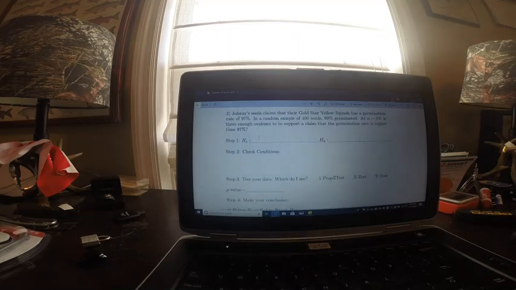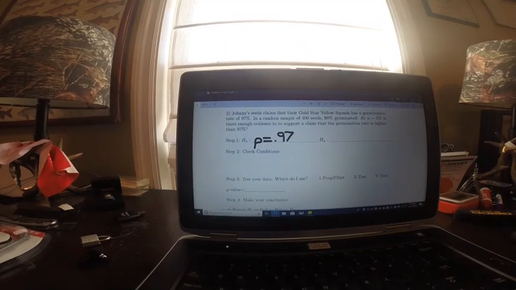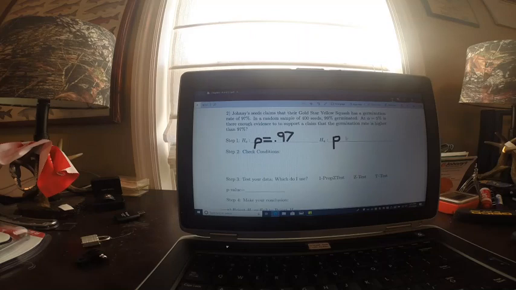We're talking about percents here. So really what we're going to have is a P. Our P here is equal to 0.97, or you could write 97%. That's fine as well. Our alternative here would be that it's greater than 97. It wouldn't be that it is 99. It'd be that it's greater than 97. So our alternative hypothesis, P is greater than 0.97.